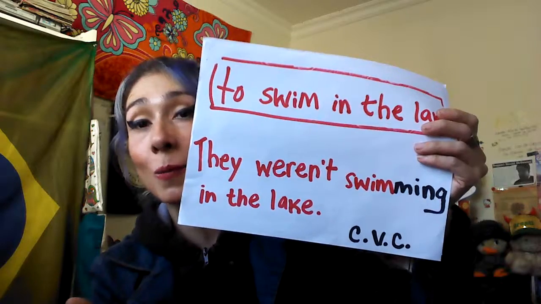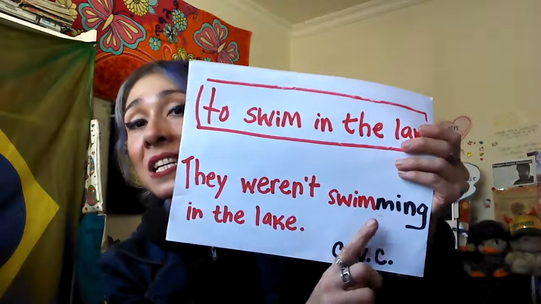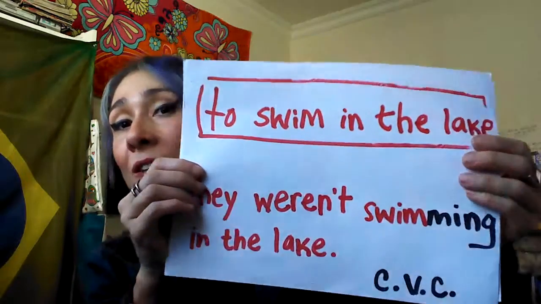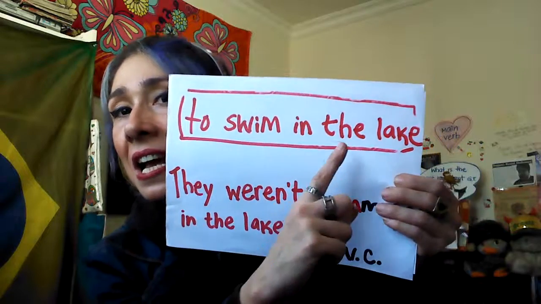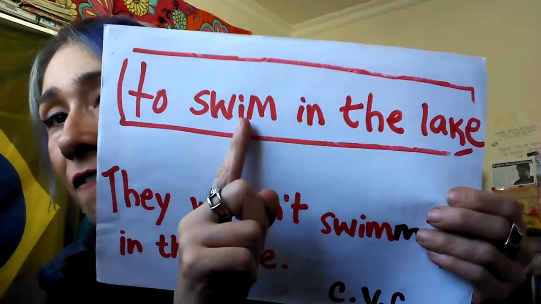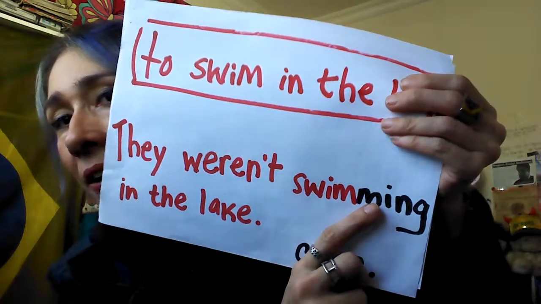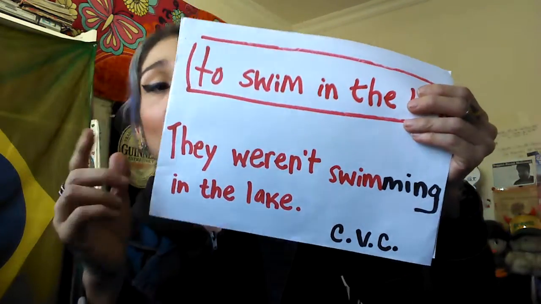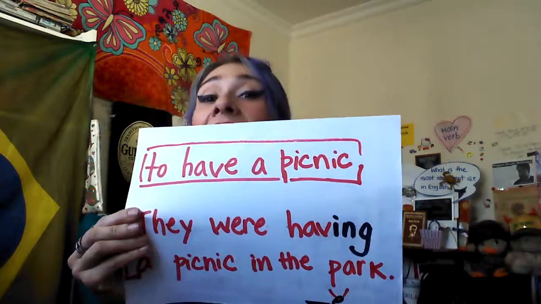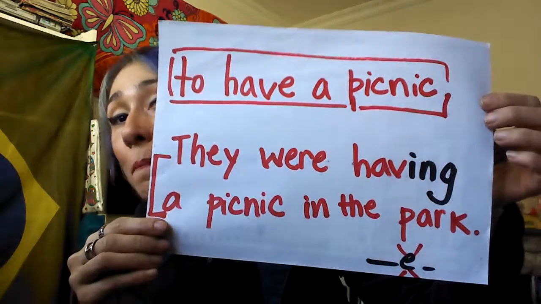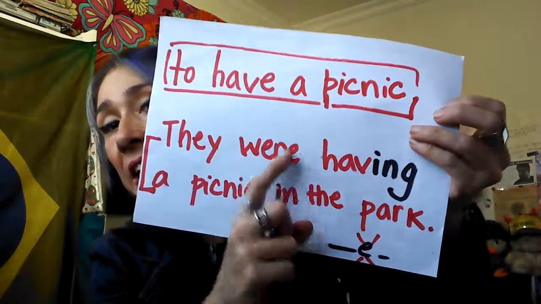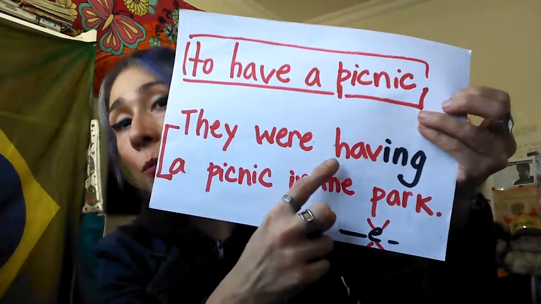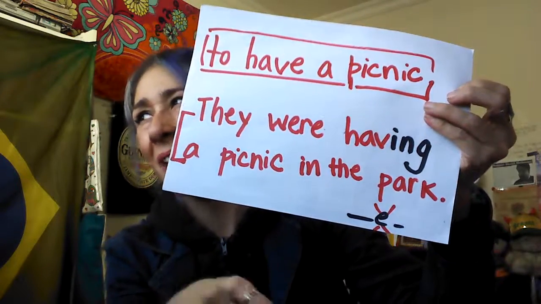A negative statement. That's great to practice. They weren't swimming in the lake. The outdoor activity to swim in the lake. You see, CVC, consonant, vowel, consonant. We must duplicate that letter M and add ing. They weren't swimming in the lake. To have a picnic. Oh, we have to erase the letter E and add ing. They were having a picnic in the park.